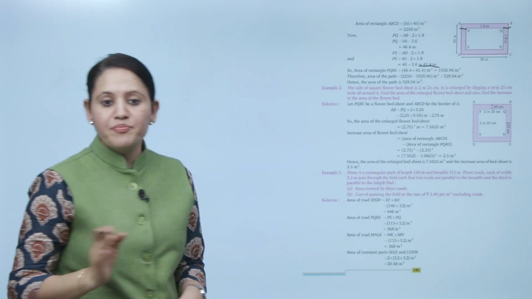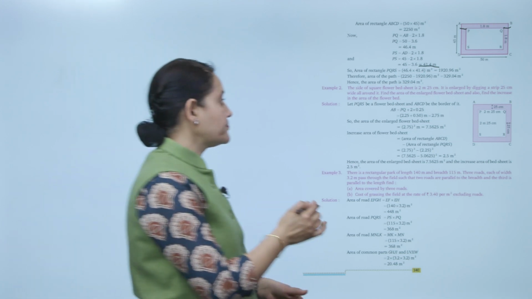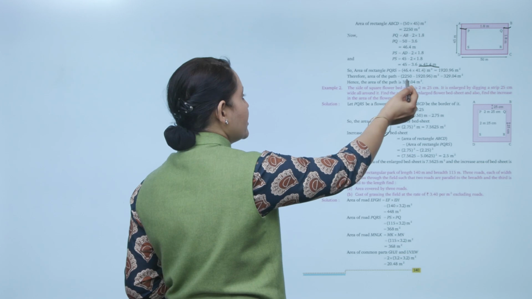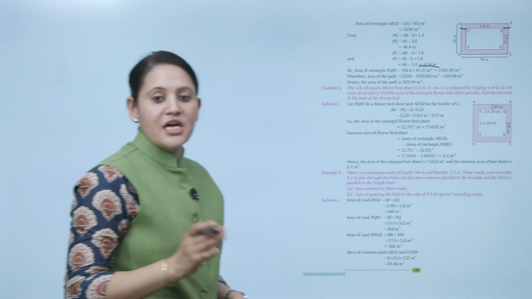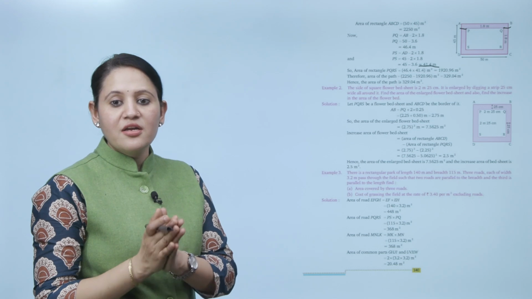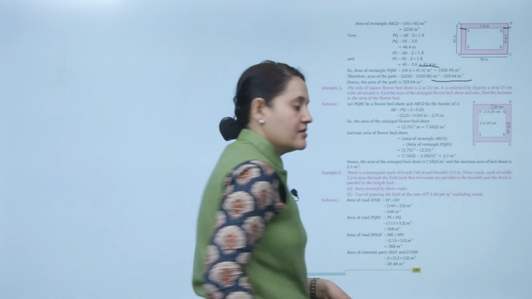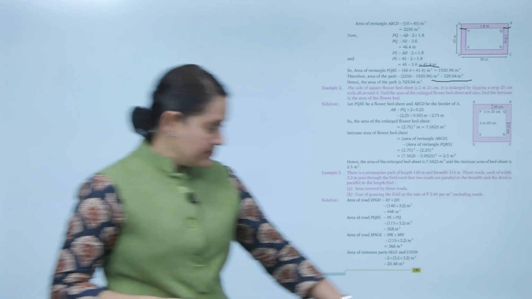Now area of PQRS equals 46.4 into 41.4 meter square, that equals 1920.96 meter square. And the area of the path will be 2250 minus 1920.96, that equals 329.04 meter square. This is the area of the path.